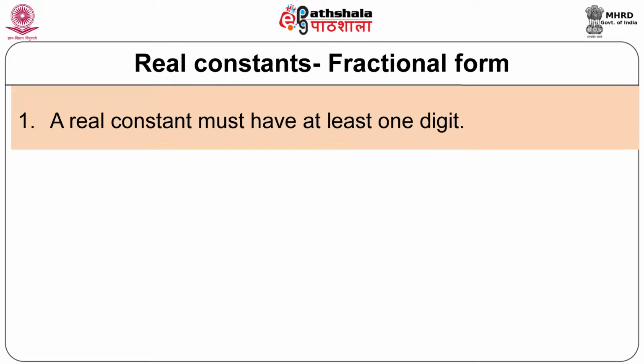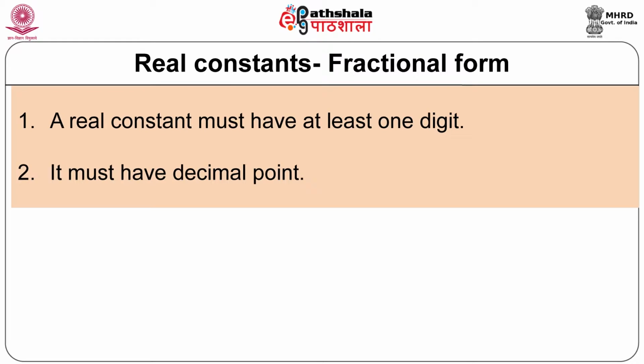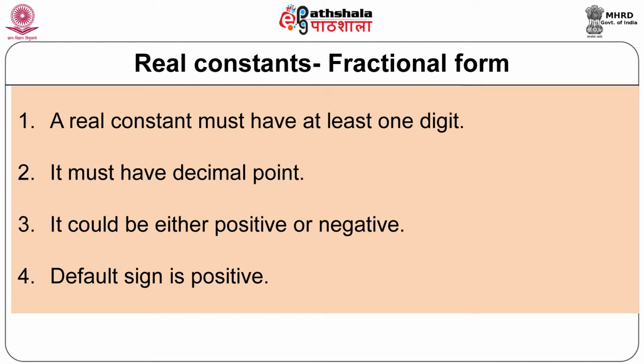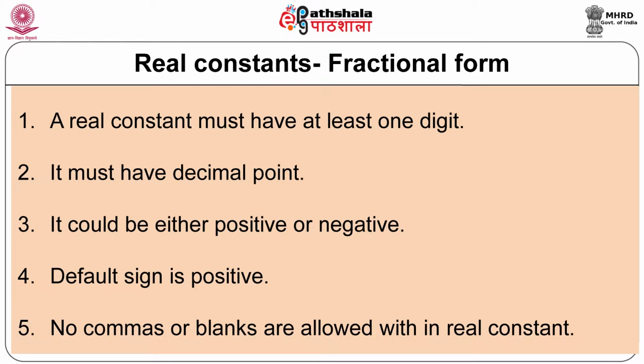A real constant must have at least one digit. It must have a decimal point. It could be either positive or negative. The default sign of a real constant is positive. No commas or blanks are allowed in a real constant.